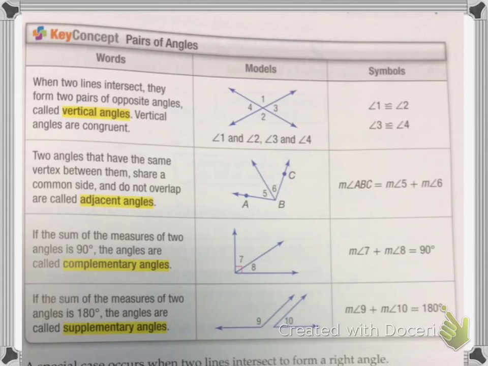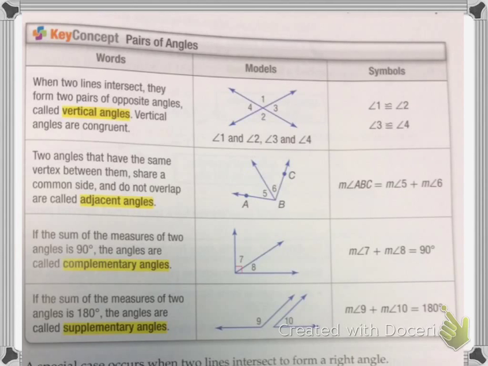When we're talking about complementary angles, complementary together equal 90 degrees. Supplementary together equal 180 degrees. So a straight line is 180 degrees. So we'll use supplementary a lot when we're talking about straight lines. Now, in the complementary example, the measure of angle 7 plus the measure of angle 8 should be 90 degrees together.